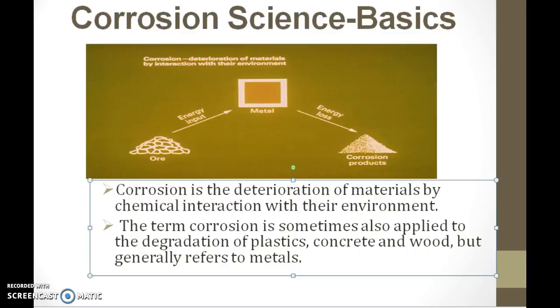Here we would like to explain the corrosion science basics. First, let us understand what is corrosion. Corrosion is nothing but deterioration of materials by chemical interaction with the environment. The term corrosion is sometimes applied to degradation of plastics, concrete, wood, but generally refers to metal.